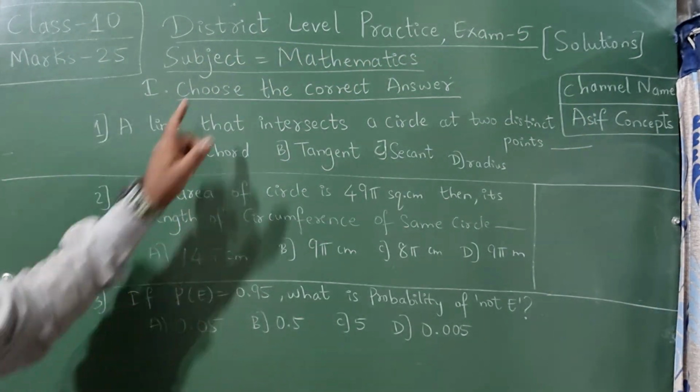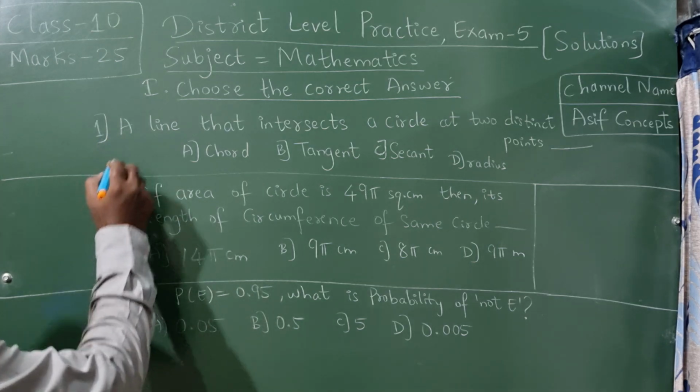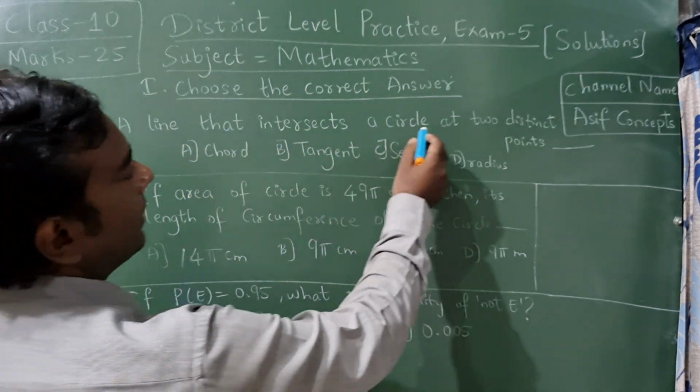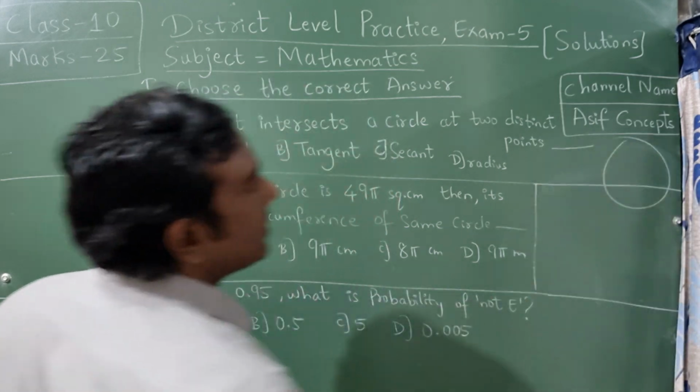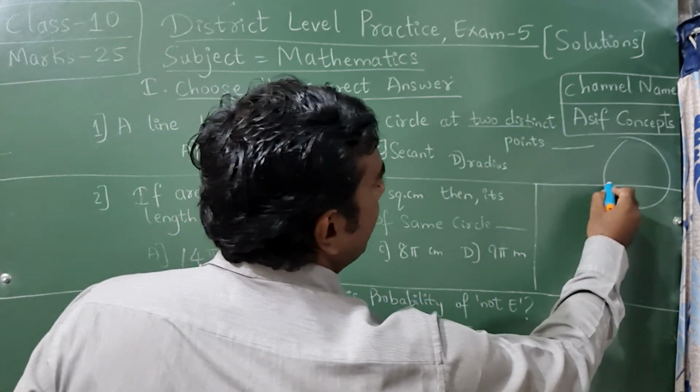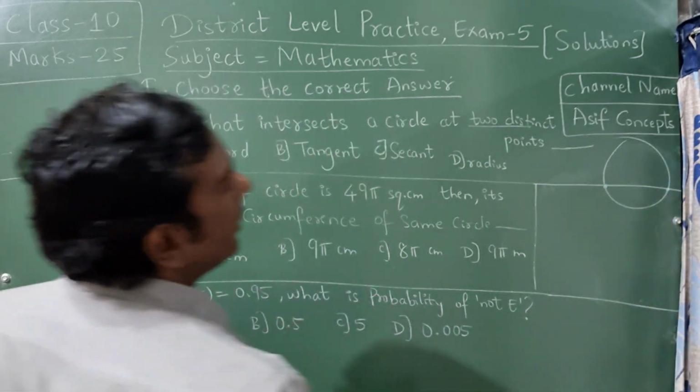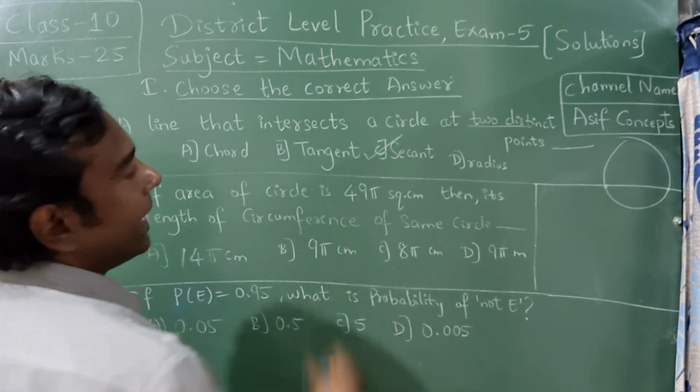So let's begin. Choose the correct answer. The first question is a line that intersects a circle at two distinct points. Okay, so let me draw a circle. So two distinct points. So let me consider these two as distinct points. So the correct option is secant.